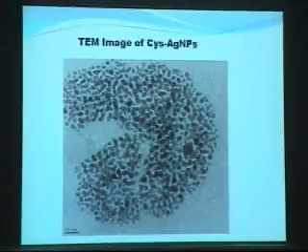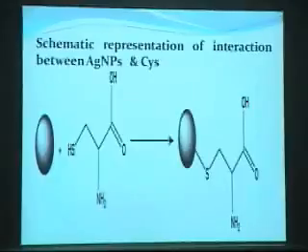So we can see the nanoparticles are assembled. We can say it is a programmed assembly, because the cysteine is capped on the surface of the nanoparticle. So there will be a high tendency of hydrogen bonding between the nanoparticles, giving some programmed assembly. So this is our silver nanoparticle, and this cysteine contains a thiol group, one COOH moiety, and another amine group.